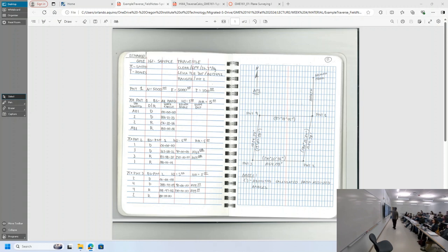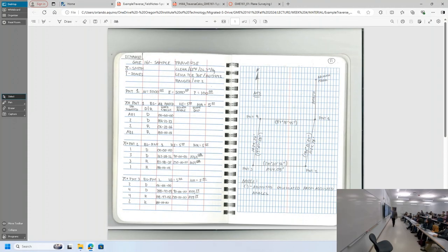I have this slide up just for the lecture side, so you can see what we're basing everything off of. So again, if you were here Friday, we're using these field notes, and again, this is on Canvas already. It's called the example traverse field notes. So if you don't see it on the lecture side or on the video, you just pull it up and look at it there. But again, that's what we're using.